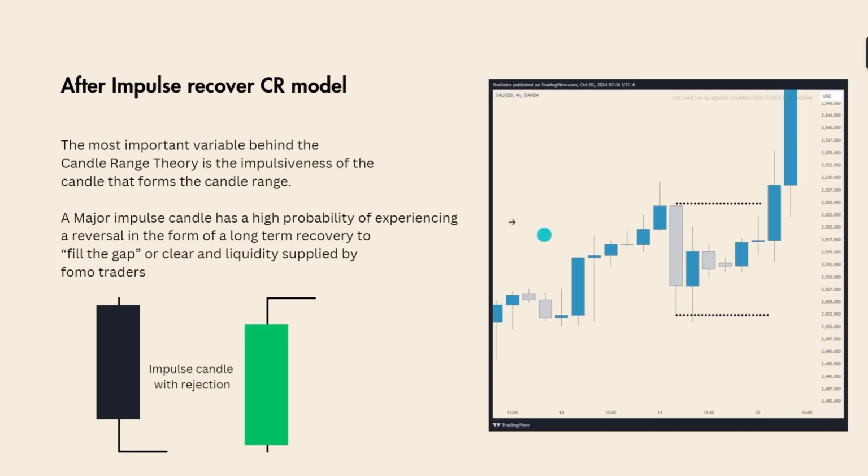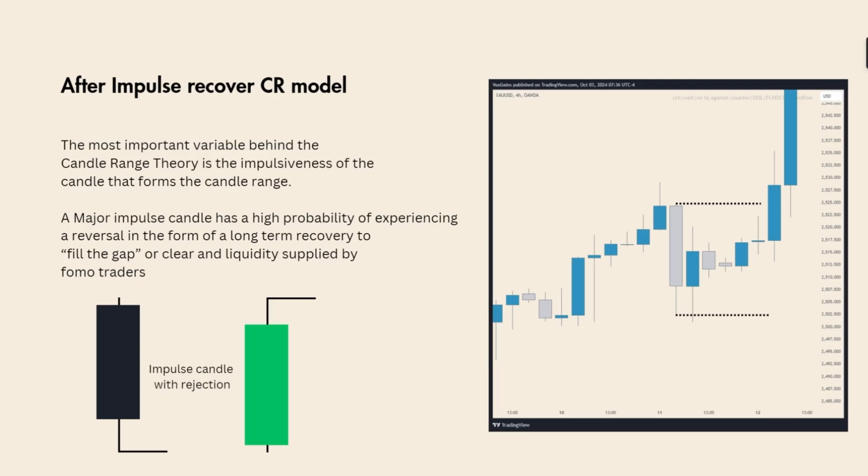Now this is our after impulse recovery CRT model. We've just previously spoken about how consolidated markets or slow moving markets allow us to see greater formation of CRT. However, in the aftermath of a major news event or some sort of highly volatile event, you'll be left with an impulsive candle. Now, it's common to believe that price continues with this impulsive nature. However, that's not how the manipulative market that we trade in works.